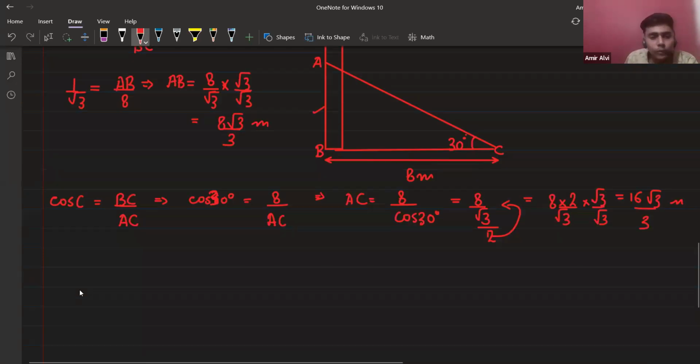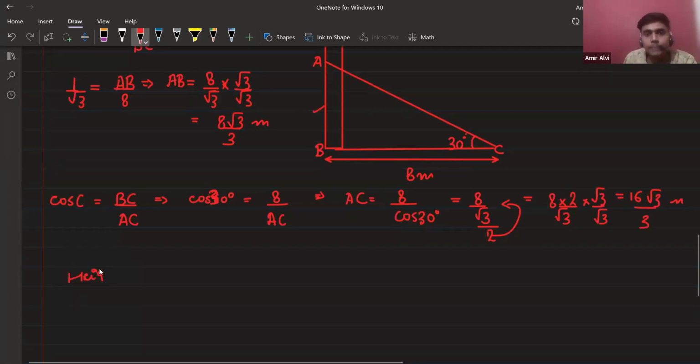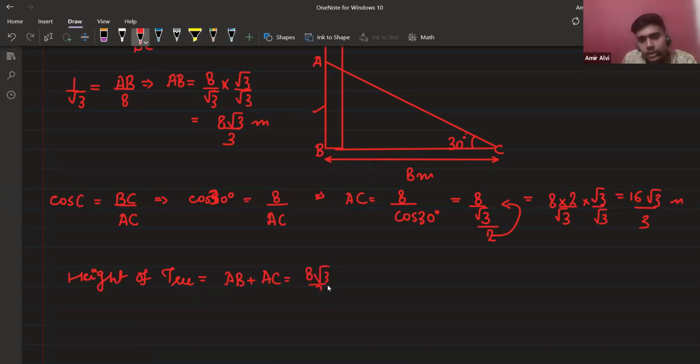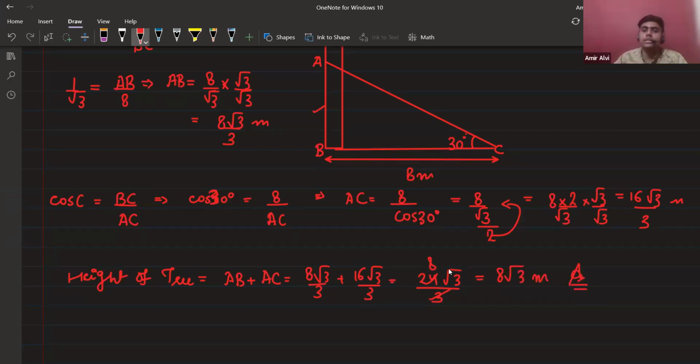So the total height of the tree is nothing but the addition of AB and AC: 8 root 3 by 3 plus 16 root 3 by 3. You can see that the denominators are the same, so we can directly add them up. 8 and 16 make 24, so 24 root 3 by 3. 3 goes into 24, 8 times, so it is 8 root 3 meters. This is your answer. Is that clear to everybody?